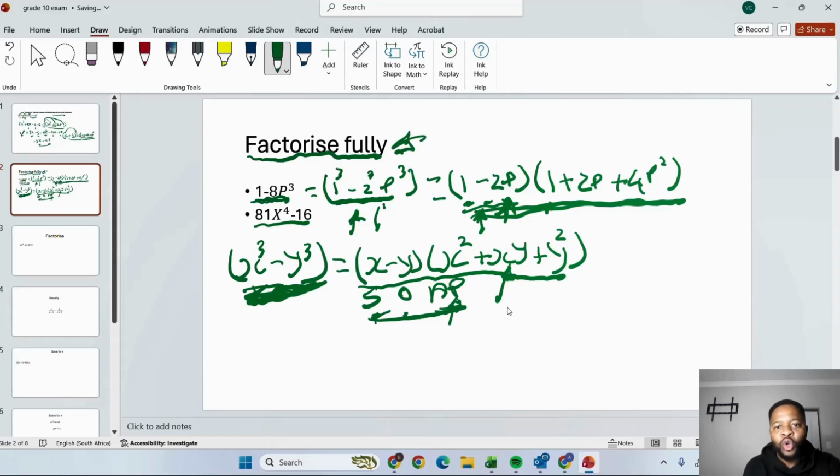In order to prove that this is correct, you can multiply this with this, multiply this with that, and then do the same thing, multiplying this with that, and this with that.